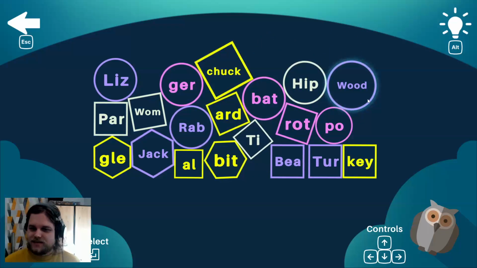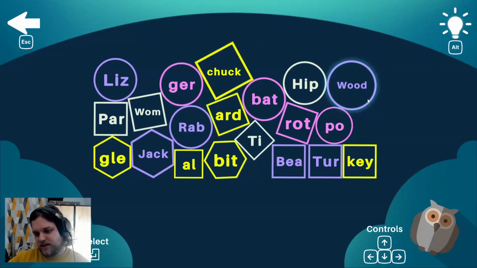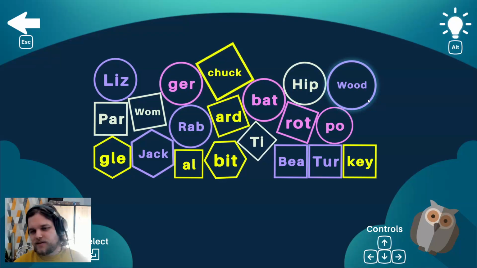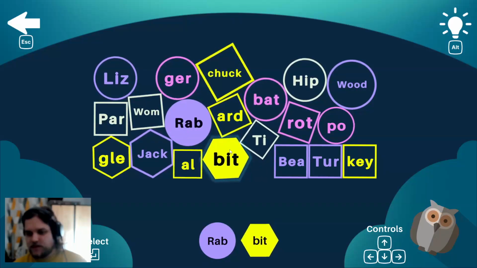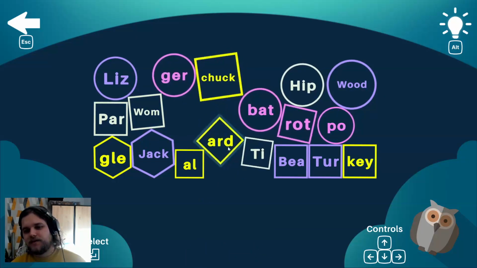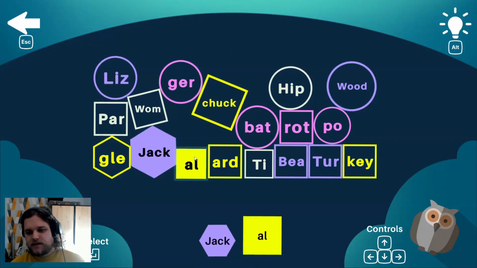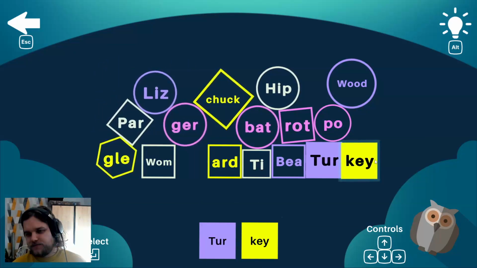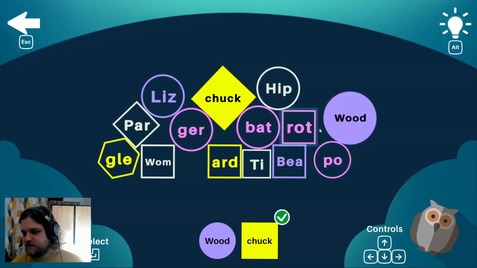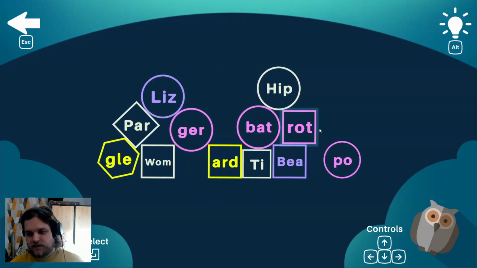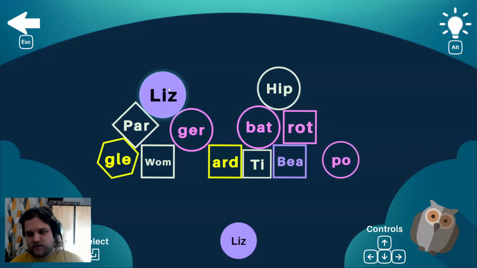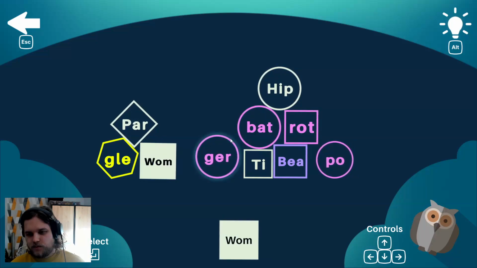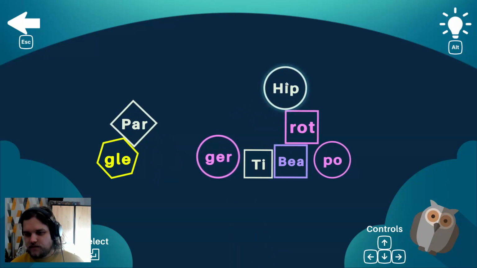So one less, I need to get to the end of the level, so I'm trying to get through next and next consecutive words. Let's see. Rabbit, simple one. Jackal, turkey, duck. What can I? Lizard, makes sense. Wombat, hippo.